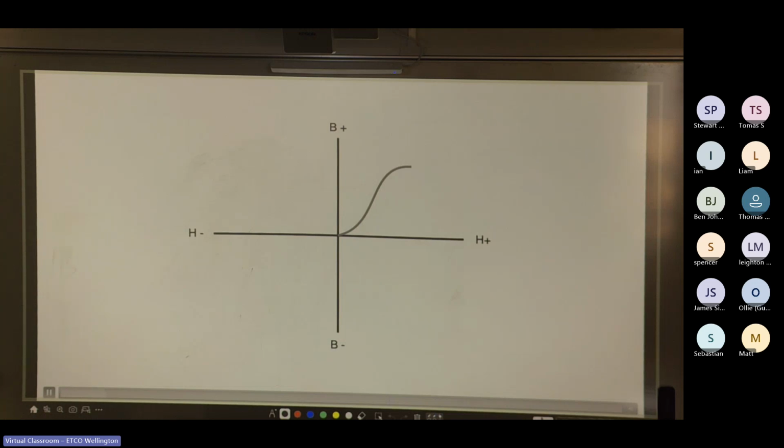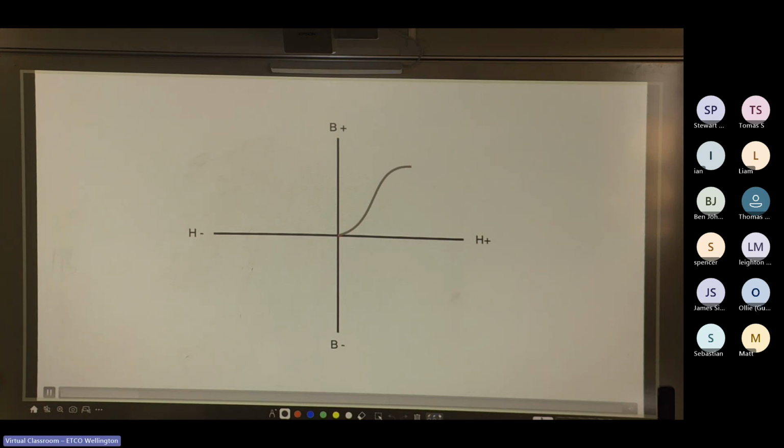Our x-axis is labeled H. What that means is magnetizing force. Magnetizing force is the force needed to create flux lines. Our y-axis here, you notice, has the B, which is our flux lines. It's Tesla. So how many flux lines are being created? This little line here is our magnetizing curve.